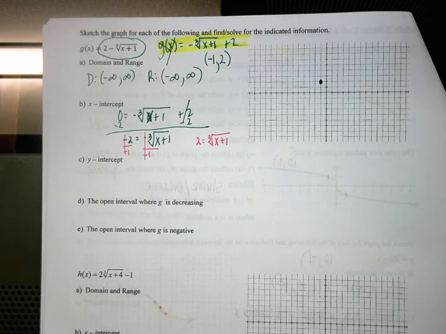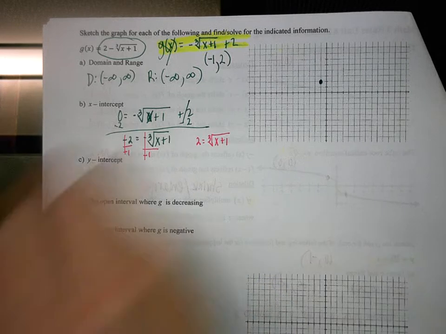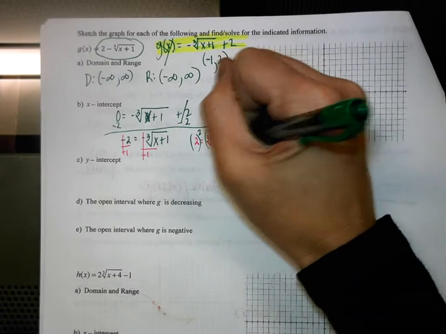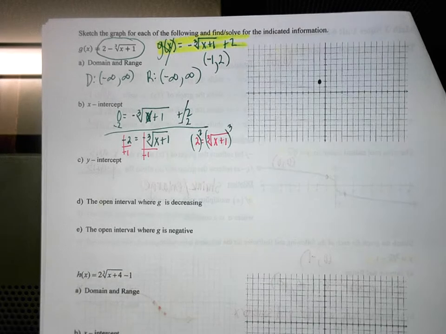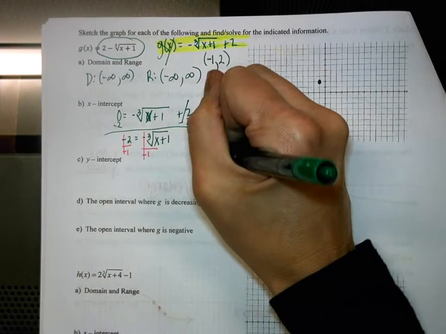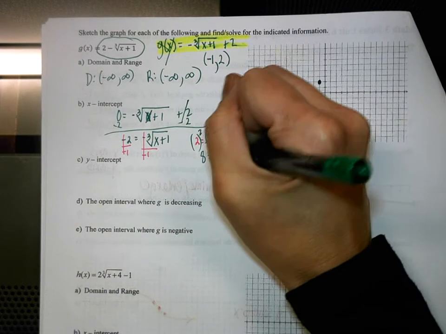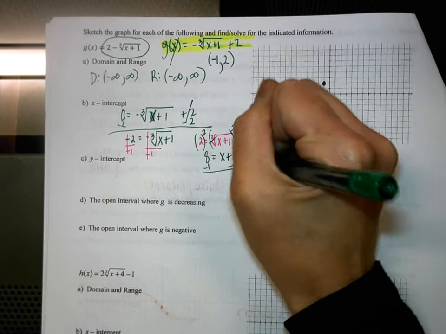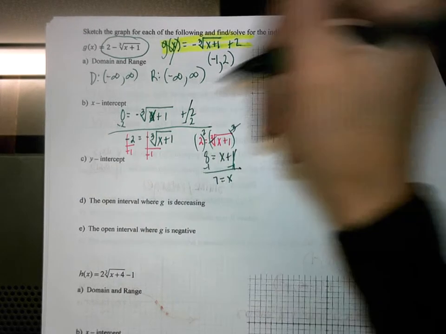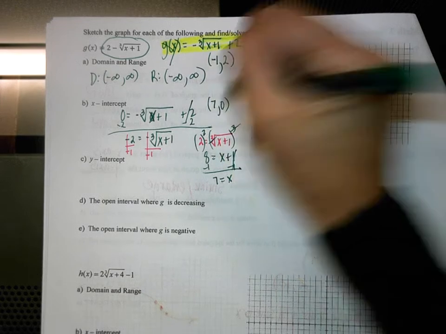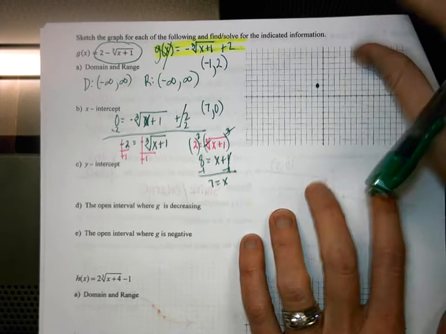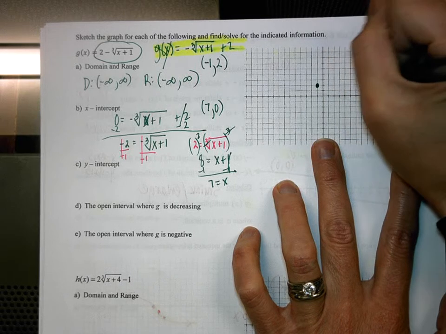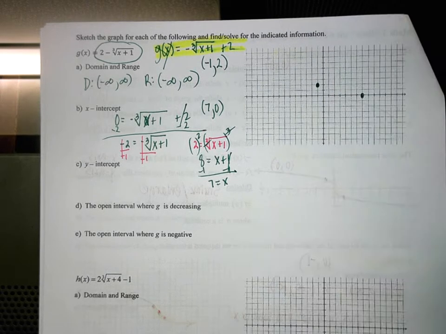In order to get rid of a cubed root, we have to cube both sides. So we're going to cube 2, and we're going to cube our cube root. And so I have 8 equals x plus 1. And to get x by itself, I subtract 1 from both sides. So 7 equals x. So my x-intercept is (7, 0). So I'm going to go ahead and go 1, 2, 3, 4, 5, 6, 7, 0, and make that point.